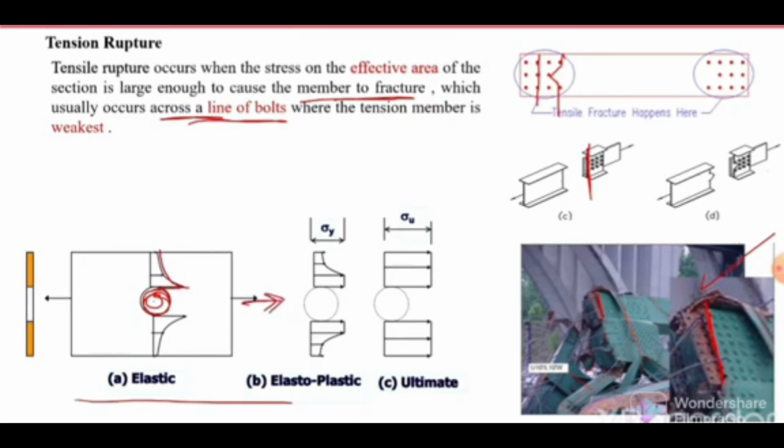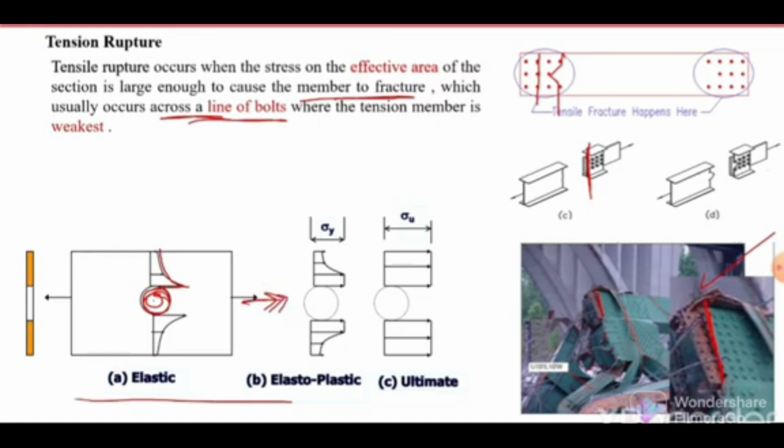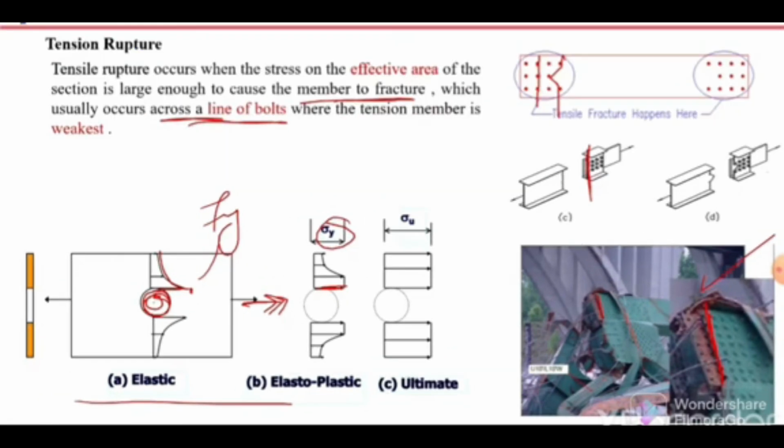When we go on increasing this load, this stress will go on increasing. A stage will come when this stress at this point will reach Fy, sigma Fy, the yield strength of this plate. And because of this yield stress, the material at that location will yield and deform, and then the next fiber will reach its yield strength, and then the next, and this will continue, and the previous fibers will continue to deform.